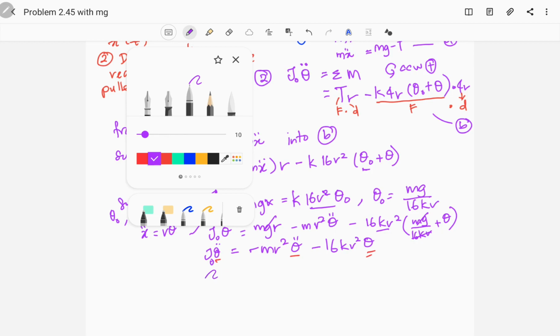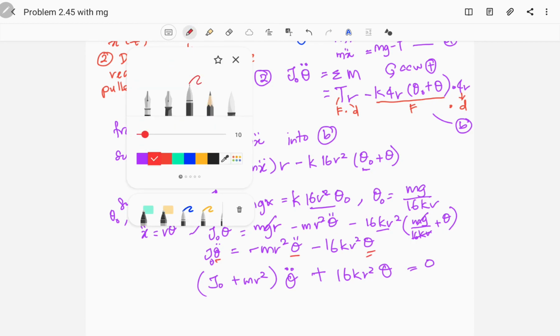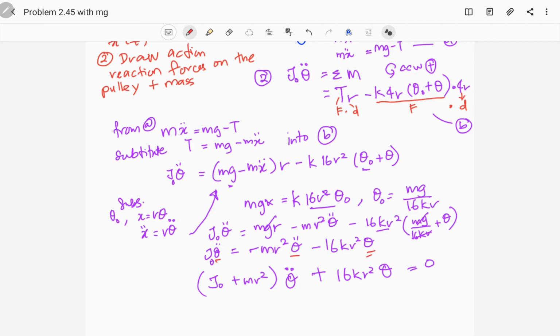Then you can write back your equation here: J naught plus m r square, everything theta double dot. So you can bring everything to the other side, so plus 16 kr square theta equals to 0. So this is actually the equation of motion, your EOM.